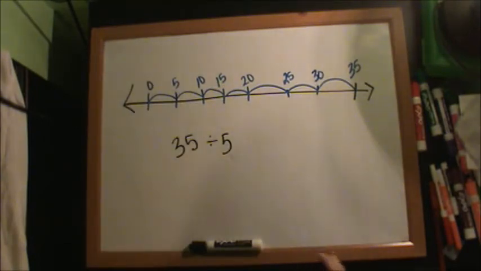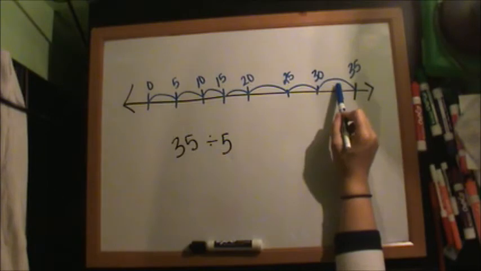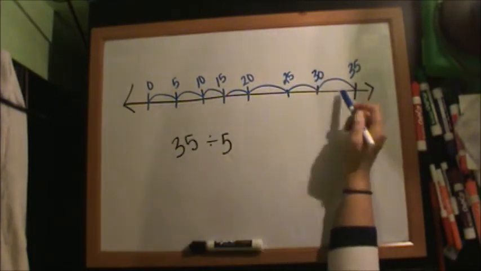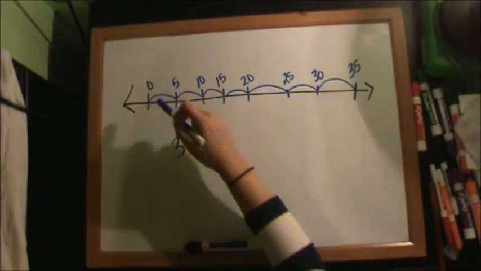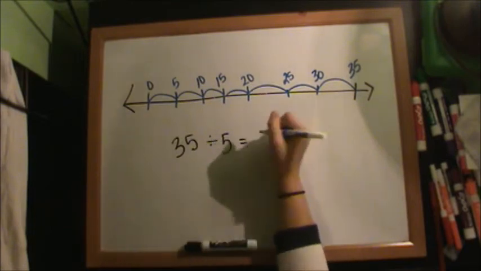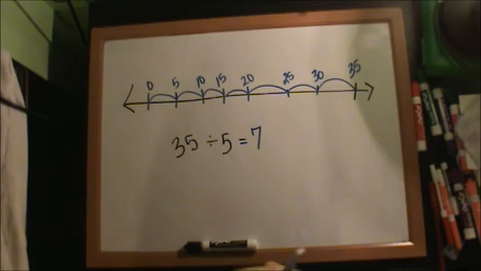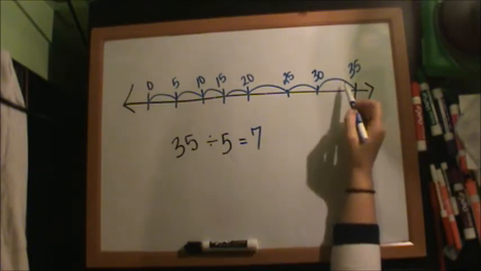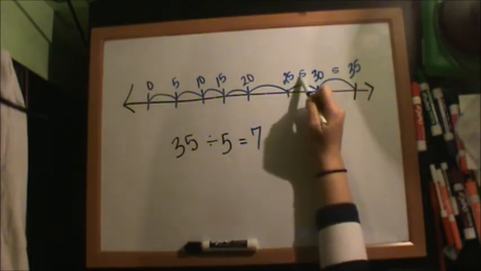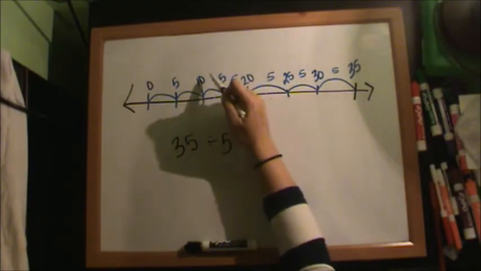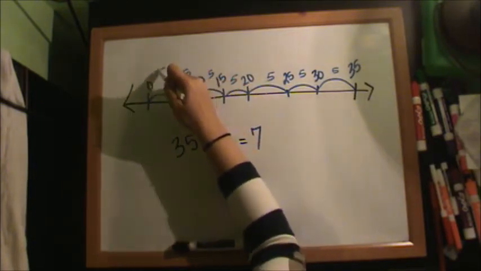Okay, so now that you look at this, you can count how many jumps you made. 1, 2, 3, 4, 5, 6, 7. So that shows us that 35 divided by 5 is 7. So why does this work? You're counting backwards. Each of these groups makes 5. So you're just counting how many groups of 5 that you made.